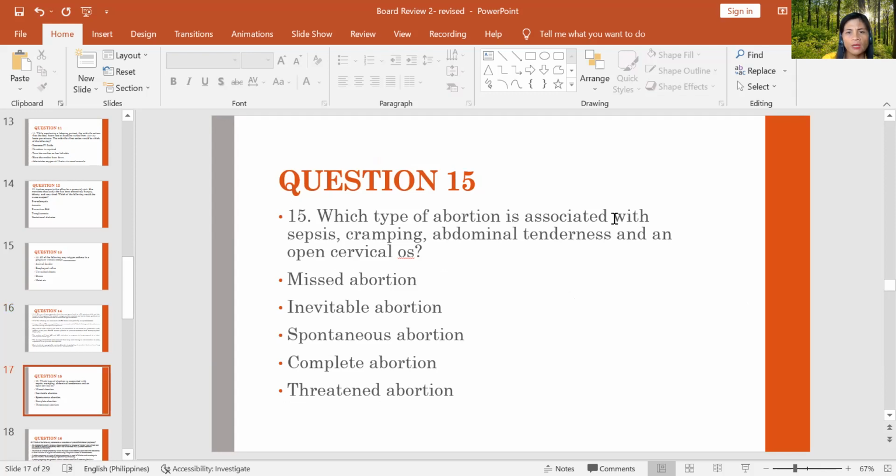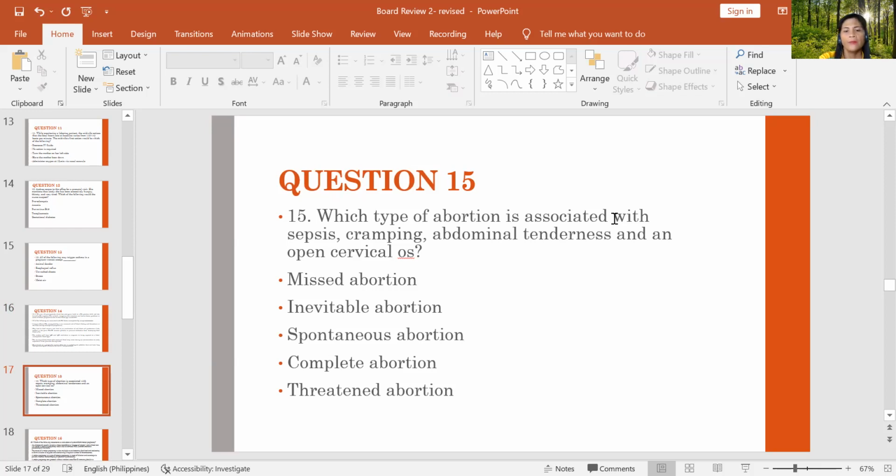Which type of abortion is associated with sepsis or cramping? Sepsis, cramping, abdominal tenderness, and open cervical opening. Is it missed abortion? Is it inevitable abortion? Is it spontaneous abortion? Is it complete abortion or threatened abortion? Okay, so what is the correct answer?